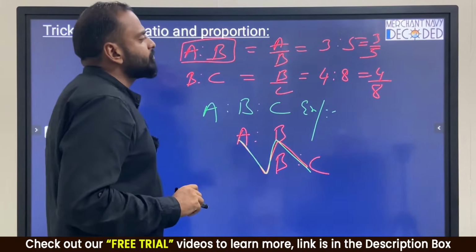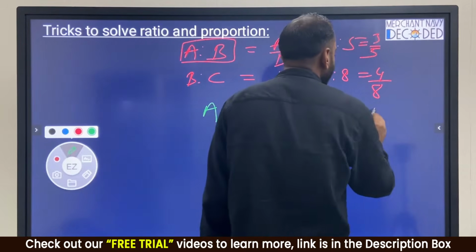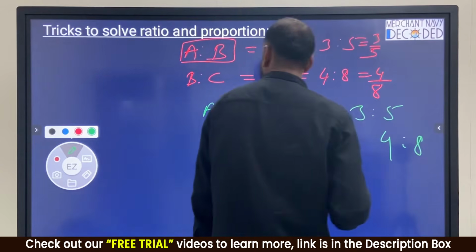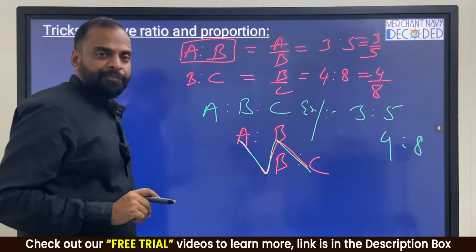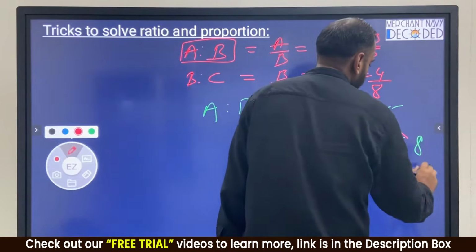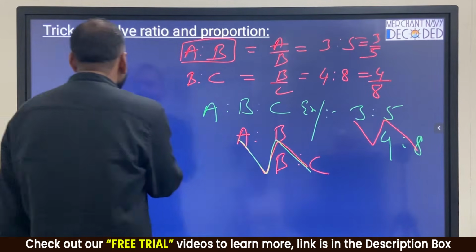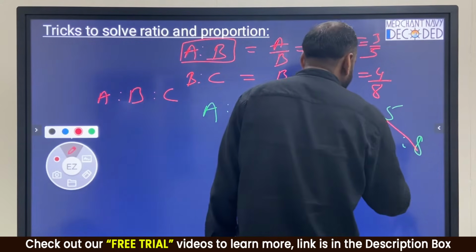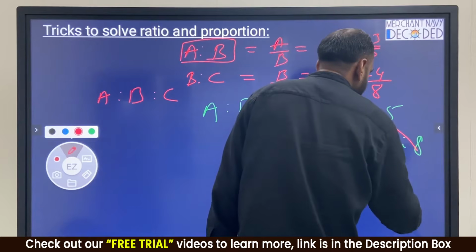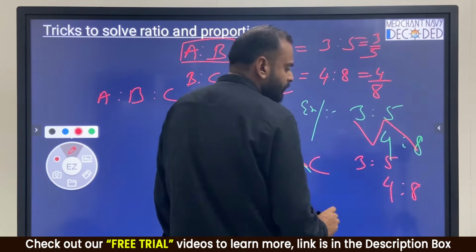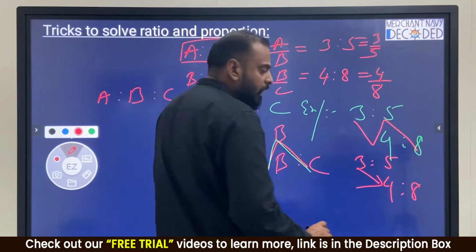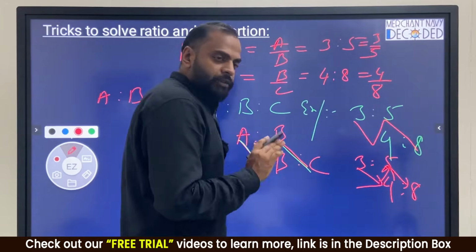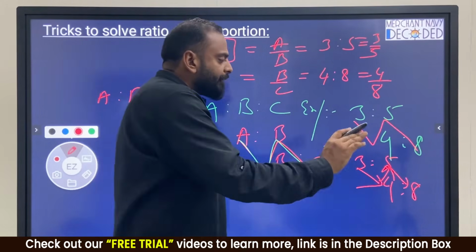Clear? Let's just take one example. 3 is to 5 and 4 is to 8. How to solve this type of question? Simply multiply this. So what is A is to B is to C? Multiply simply. See, 3 is to 5, 4 is to 8. What will you do? 3 into 4, clear? 4 into 5, clear? 5 into 8.